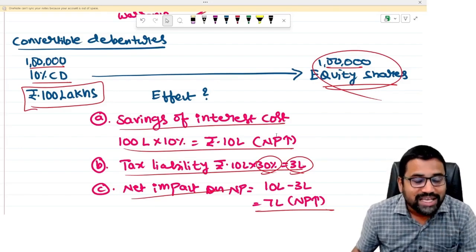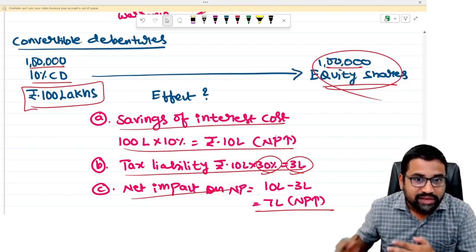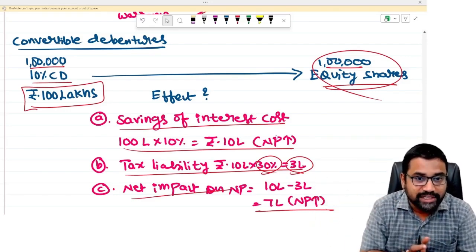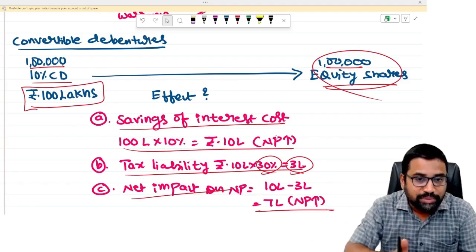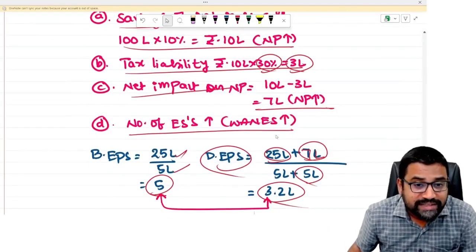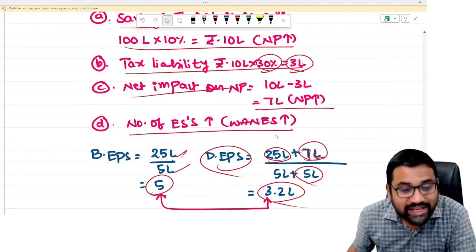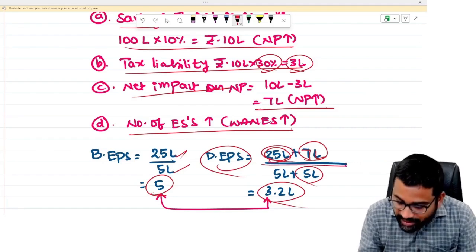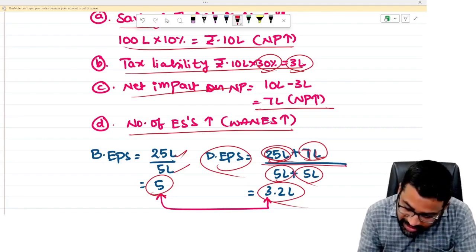And what will be the tax liability? Because whenever you save interest, your taxable income will increase now. So there is a tax liability on this 10 lakhs. So 30% if I assume, so 3 lakhs will be tax liability. Therefore, what will be the net increase in profits? 7 lakhs. You add the 7 lakhs to the profits, normal profits, divided by weighted average number of shares 5.